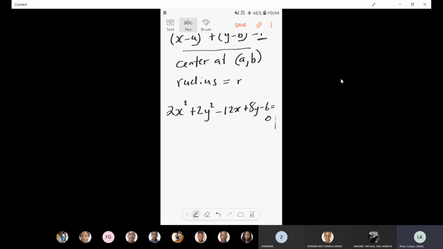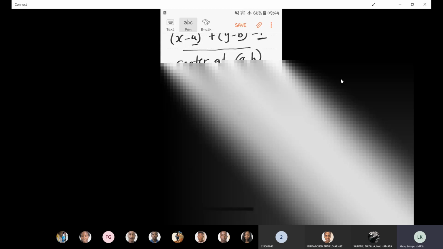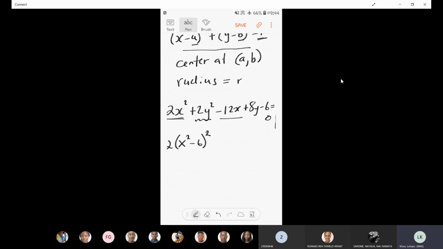So to do that, I will look at the two terms of x together. So it's this 2x squared and minus 12x. I can factor 2 out. So I have 2 times (x squared minus 6x). And then the y terms, I have 2y squared and 8y. And if I factor out 2, I have (y squared plus 4y), and then this is just equal to the 6, so I can take the 6 to the other side.